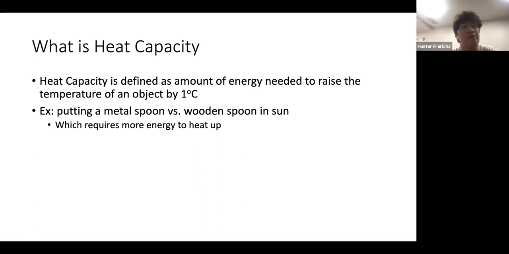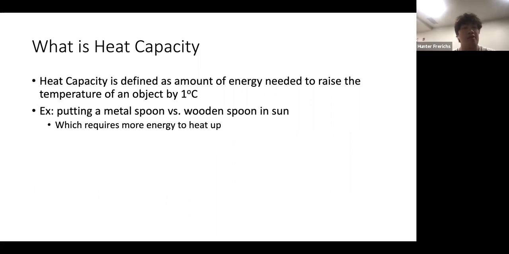A real world example of this could be if you put a metal spoon versus a wooden spoon out in the sun to heat up and want to compare the two heats. If you go out there for like 15 minutes and then compare, you'll notice that the metal spoon is significantly hotter than the wooden spoon.